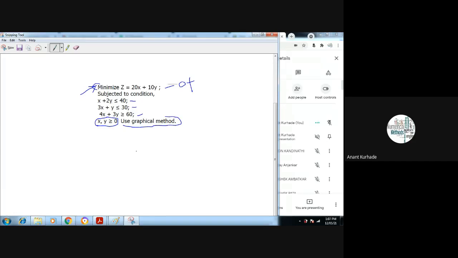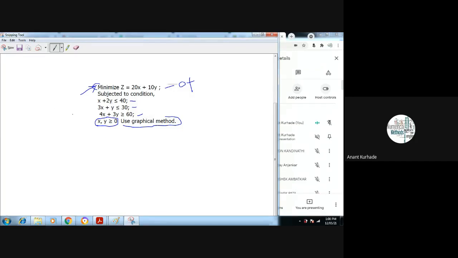What is given: use graphical method. So now you have to solve this problem on the graph, on the x and y axes. How many lines you have to draw depends upon the number of constraints. In this case there are three constraints, so you have to draw three lines, which may be inclined lines, or a horizontal line parallel to the x-axis and a vertical line parallel to the y-axis.